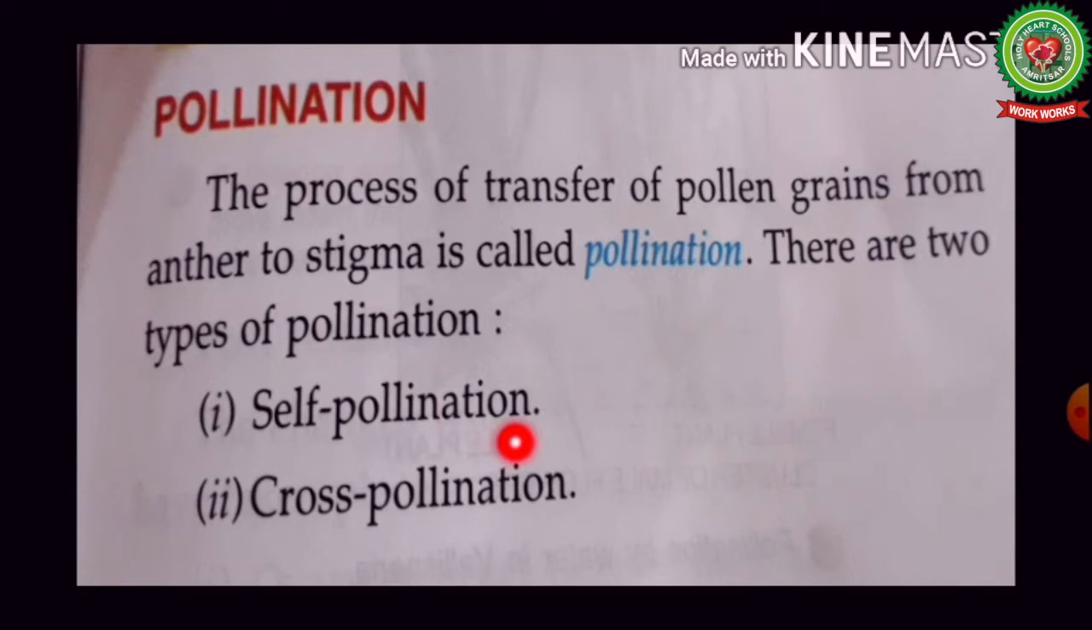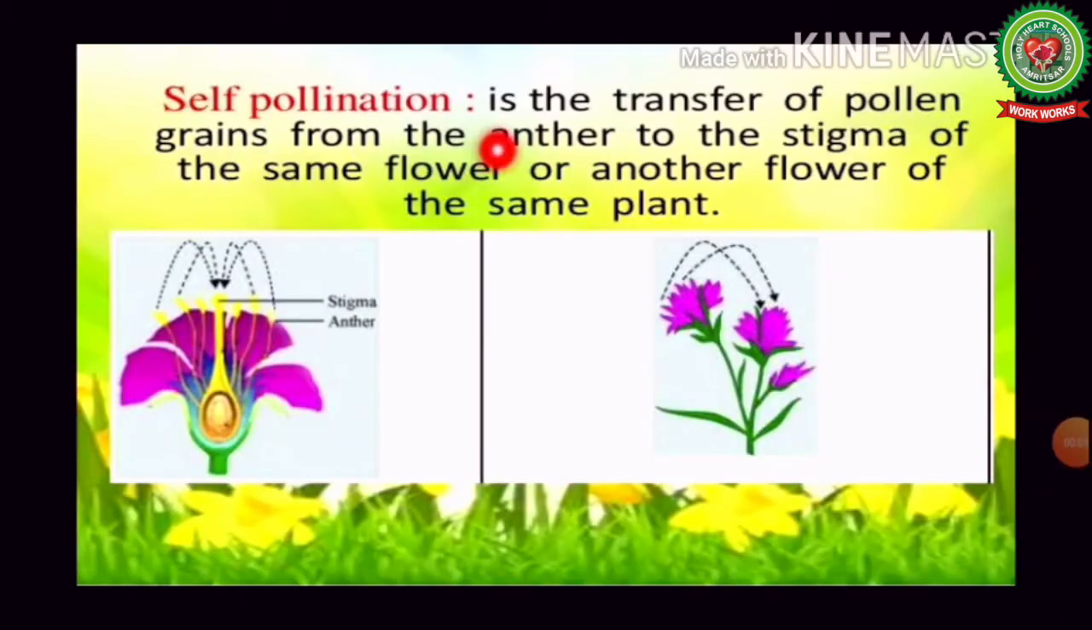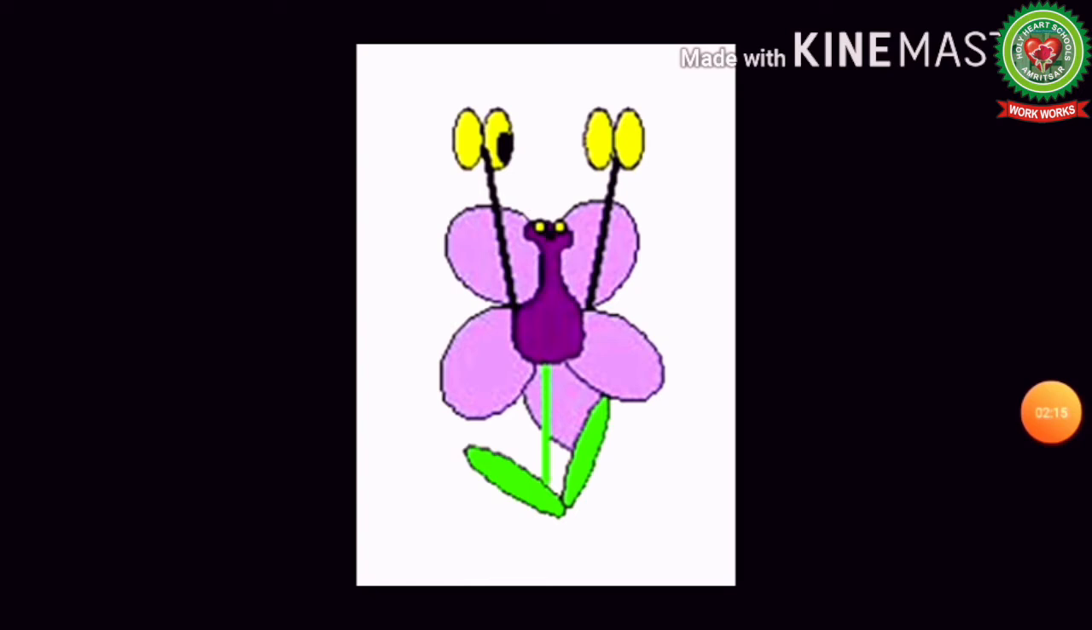Now let's discuss about the types of pollination. Self-pollination. Self-pollination is the transfer of pollen grains from the anther to the stigma of the same flower or another flower of the same plant. In this picture, you can see pollen grains are transferred from anther to the stigma of same flower, and this kind of pollination is called self-pollination. Self-pollination is also called autogamy.